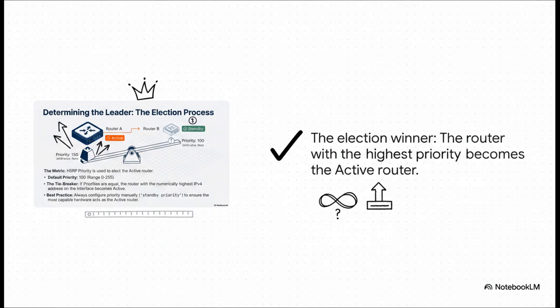So you might be wondering, how do they decide who gets to be the active one? Well, it's an election, and it's all based on priority. Each router gets a priority value from 0 to 255. The default is 100. And it's simple. Just like this seesaw, the router with the highest priority wins. It gets to be active. If it's a tie, the router with the higher IP address wins. Pro tip, you should always manually set a higher priority on the router you actually want to be your primary.